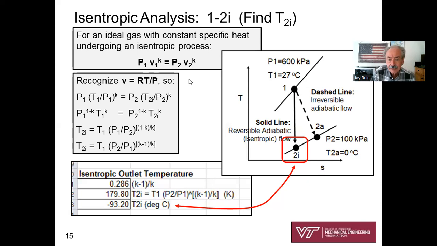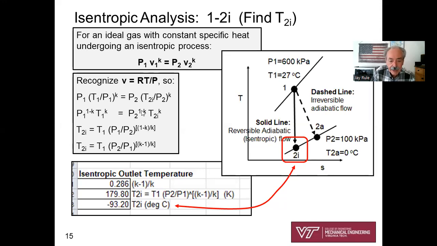And for an ideal gas with constant specific heat, P1 V1 to the K equals P2 V2 to the K. And we're trying to find T2 isentropic. Well, I don't see T2 isentropic here. Oh, but we can solve for it because we know the ideal gas equation of state. V is RT over P. And so I'm going to substitute RT over P for little v.